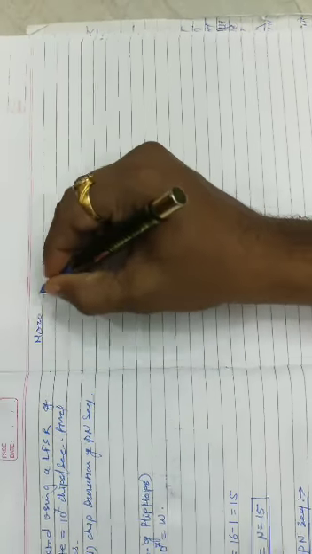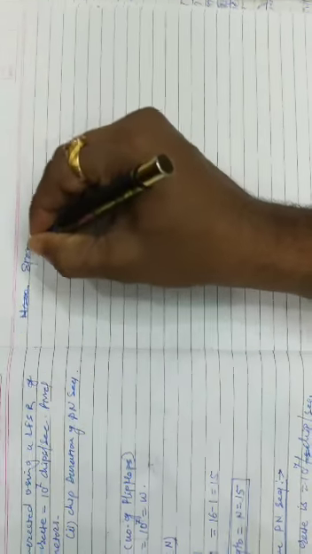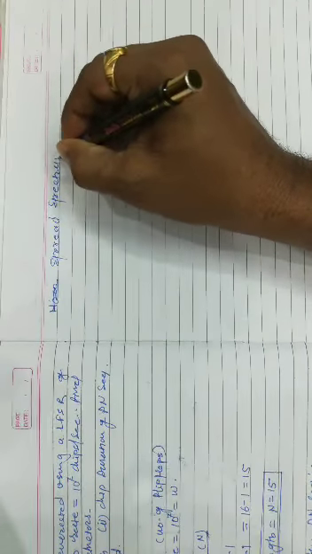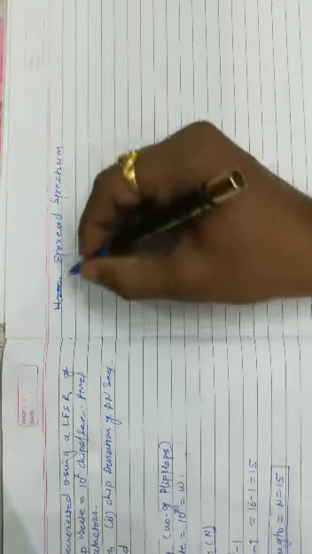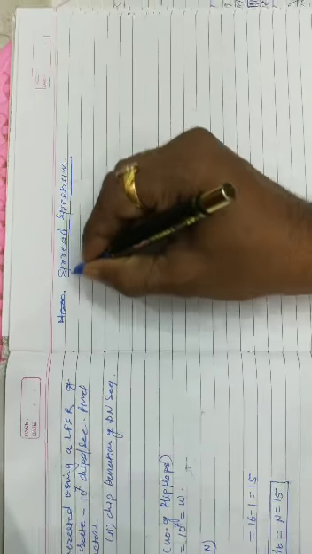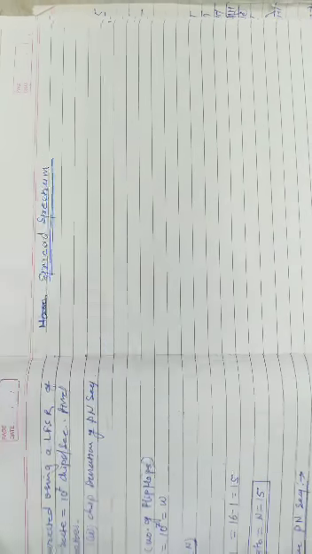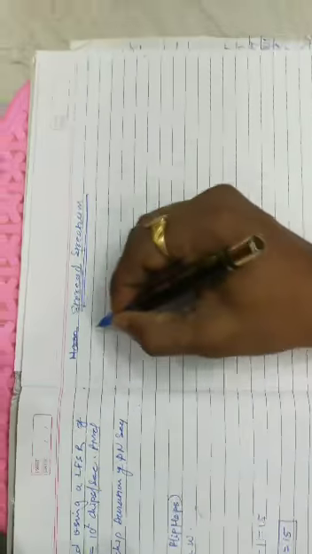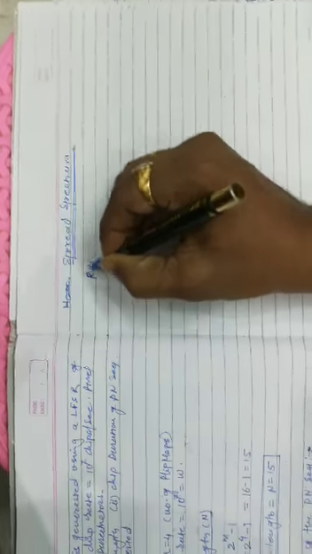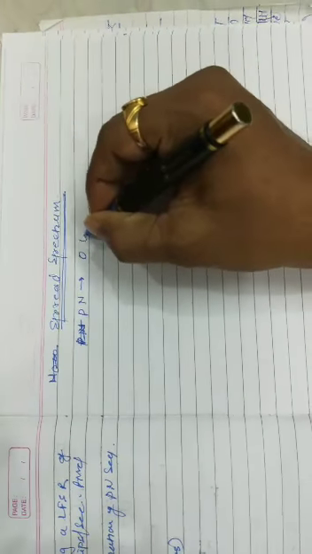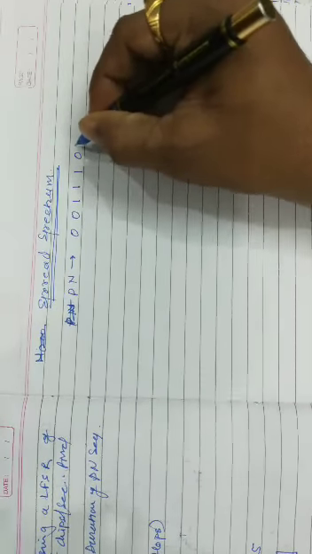Now we will discuss spread spectrum. In the previous example, that is the first example, we obtained a PN sequence, and then we will proceed further. The PN sequence that we obtained in the first problem was 0 0 1 1 1 0 1.